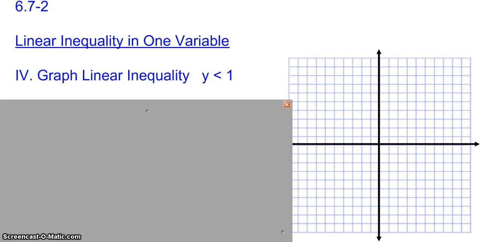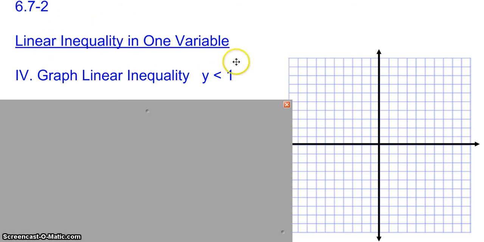Okay, so day 2 for chapter 6, section 7, we're graphing linear inequalities. Today we're looking at graphing a linear inequality in one variable. But as we look at this word linear, we know what a linear inequality looks like. It looks like a line, right? And we remember the solid and dash, and we have shading going on.